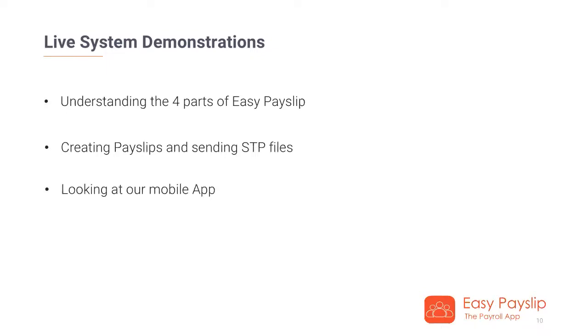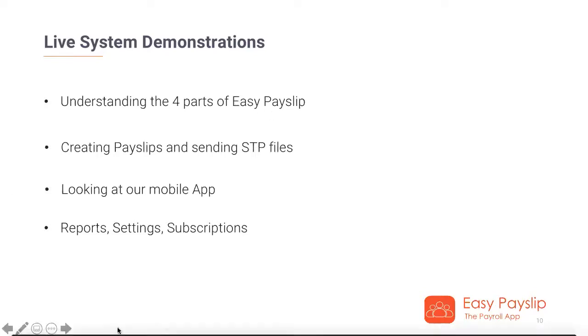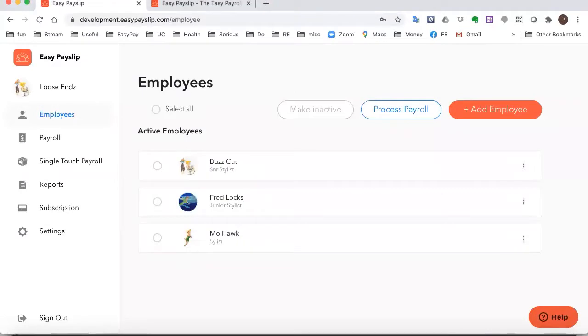So we'll do the demonstrations now. I'll jump into Easy Payslip. So I'll show you about those 4 easy steps, all the way through to creating payslips and sending STP files. I'll also show you how it looks on our mobile app. And then at the end, if we've got time and you're still interested, we'll look at some reports and some settings and subscriptions. So I'm just going to switch to Easy Payslip now.